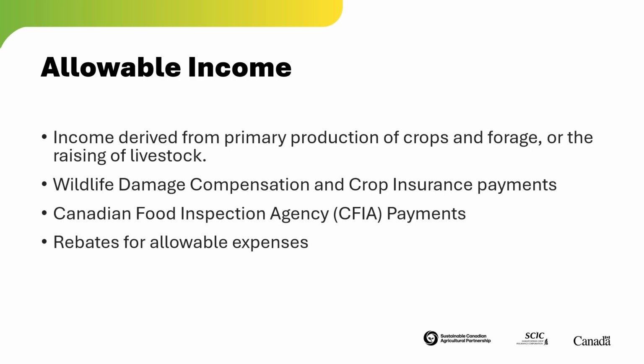Now, allowable income for program purposes includes income that's derived directly from the primary production of agricultural commodities. You've got crop insurance payments and any wildlife damage compensation payments that you get, that's pulled into the calculation as allowable income. Canada Food Inspection Agency payments and any rebates for the allowable expenses.